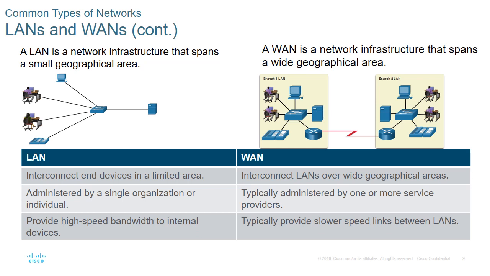Now we will discuss the important points about the WAN. WAN interconnects multiple LANs. If you see here, branch 1 LAN is interconnected with the branch 2 LAN with the help of a WAN. So a WAN is used to interconnect the LANs over a wide geographical area. These WANs are administered by the internet service providers, so it may involve multiple administrators to manage the WAN. Compared to LAN, this WAN always provides slower speed links between the LANs.